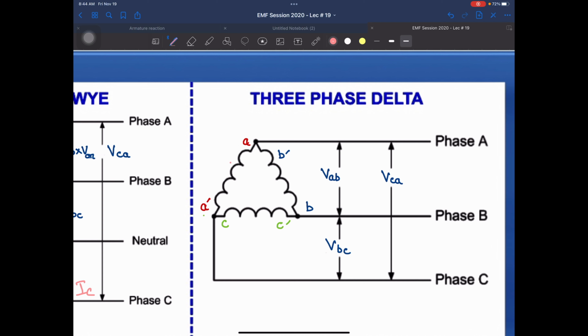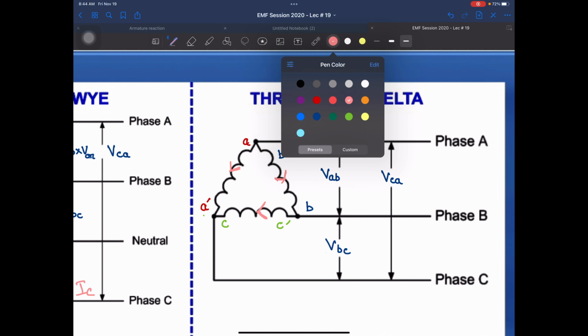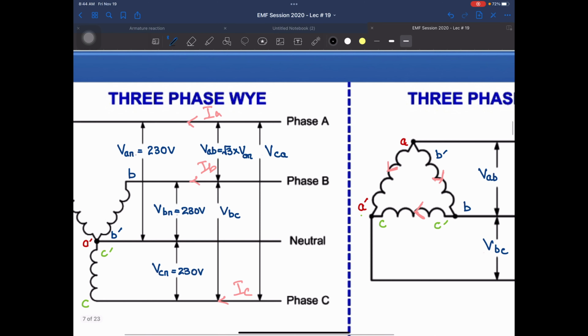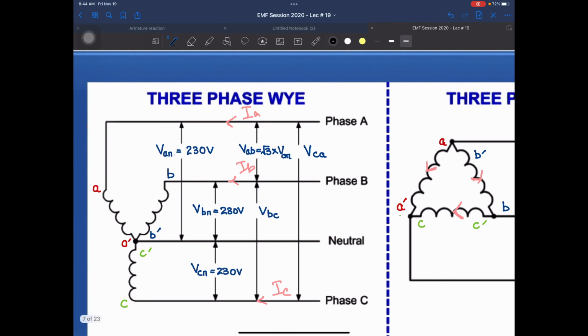Phase currents are those currents which are flowing inside the phases. I'm again repeating: phase currents are the currents flowing inside the phases. And these currents over here, if I use another color, this one and this one, they are line currents. So in Y connection, your phase current and line current are both the same.